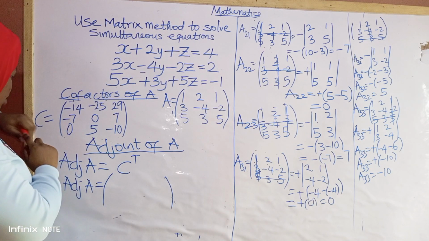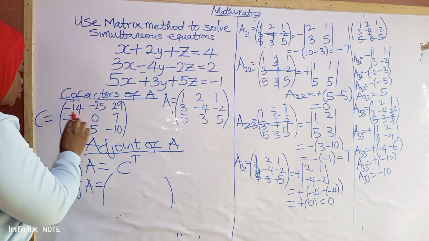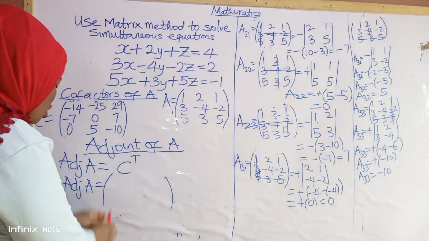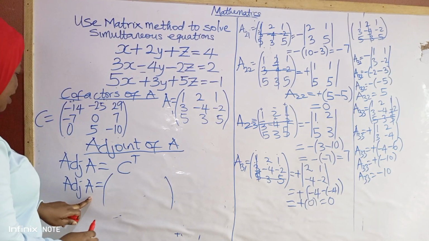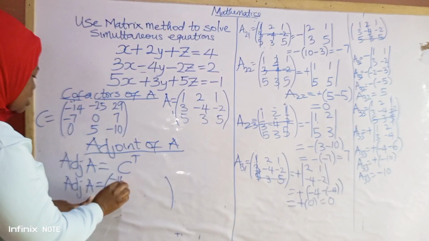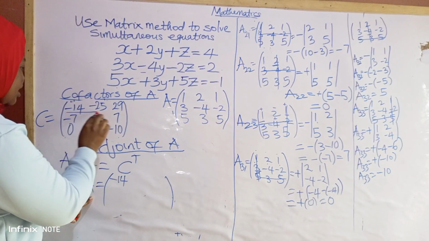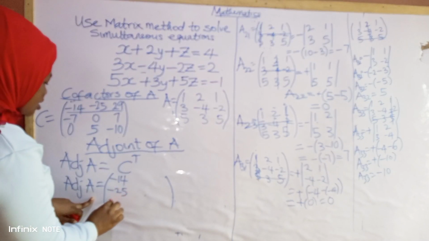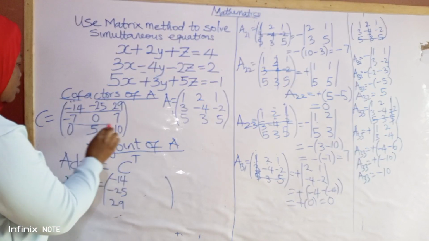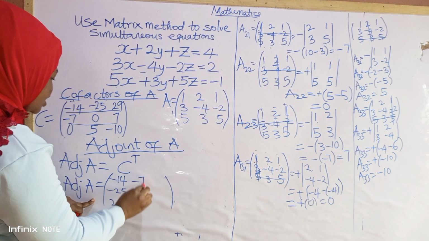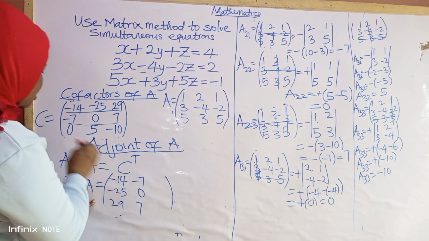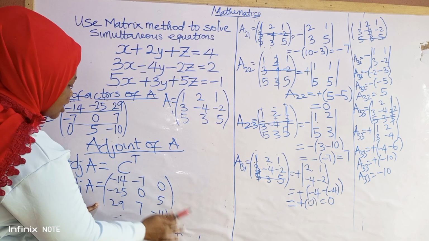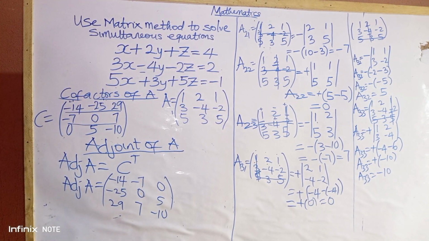So what I mean by that is that the first row of this cofactor becomes the first column of this adjoint of A. So we are arranging this horizontal one vertically now. So minus 14, minus 25, then 29. So take another one, you arrange it also vertically here. So take this one, so you have 0, 5, and minus 10. So that is our adjoint of A.